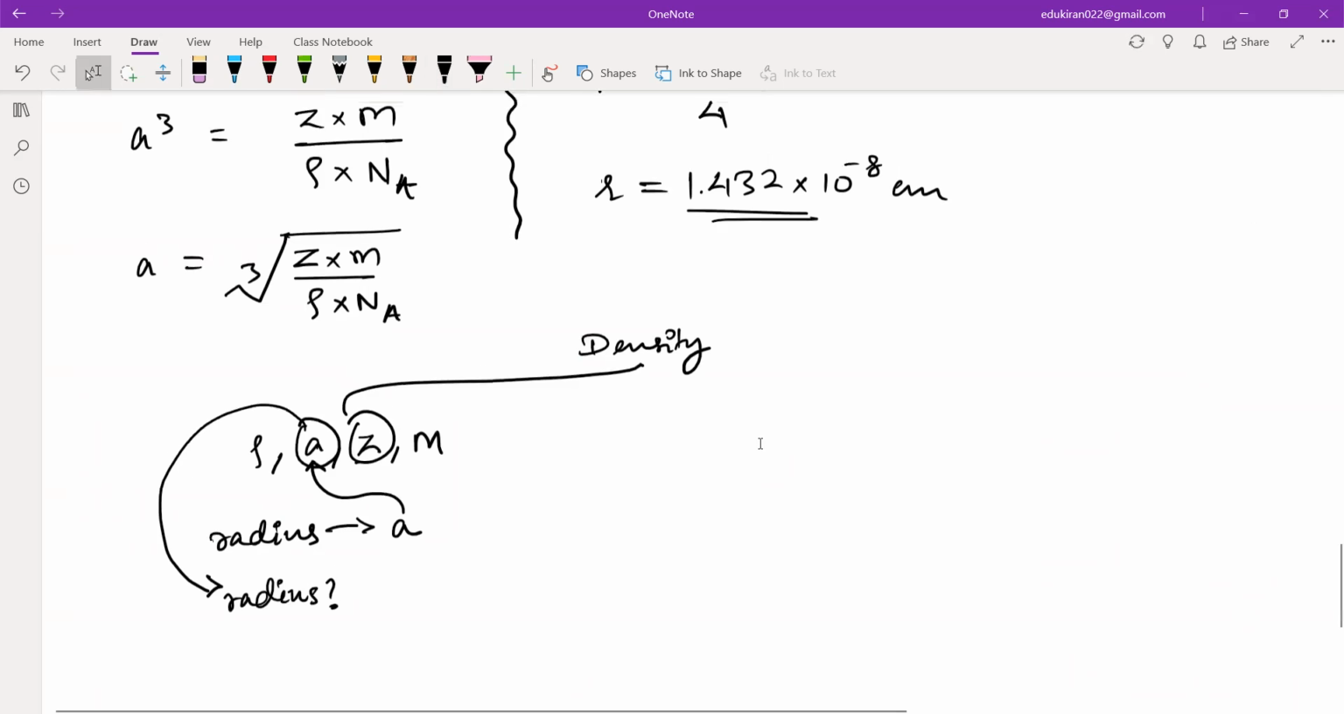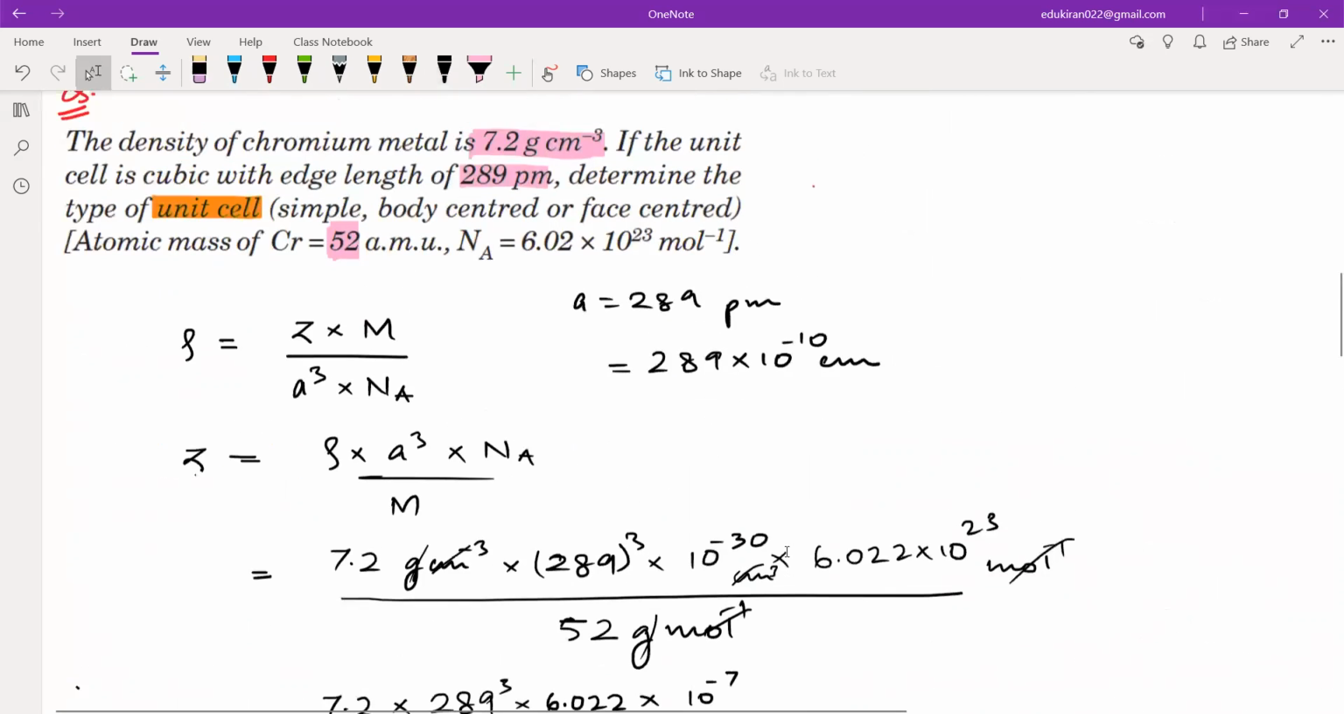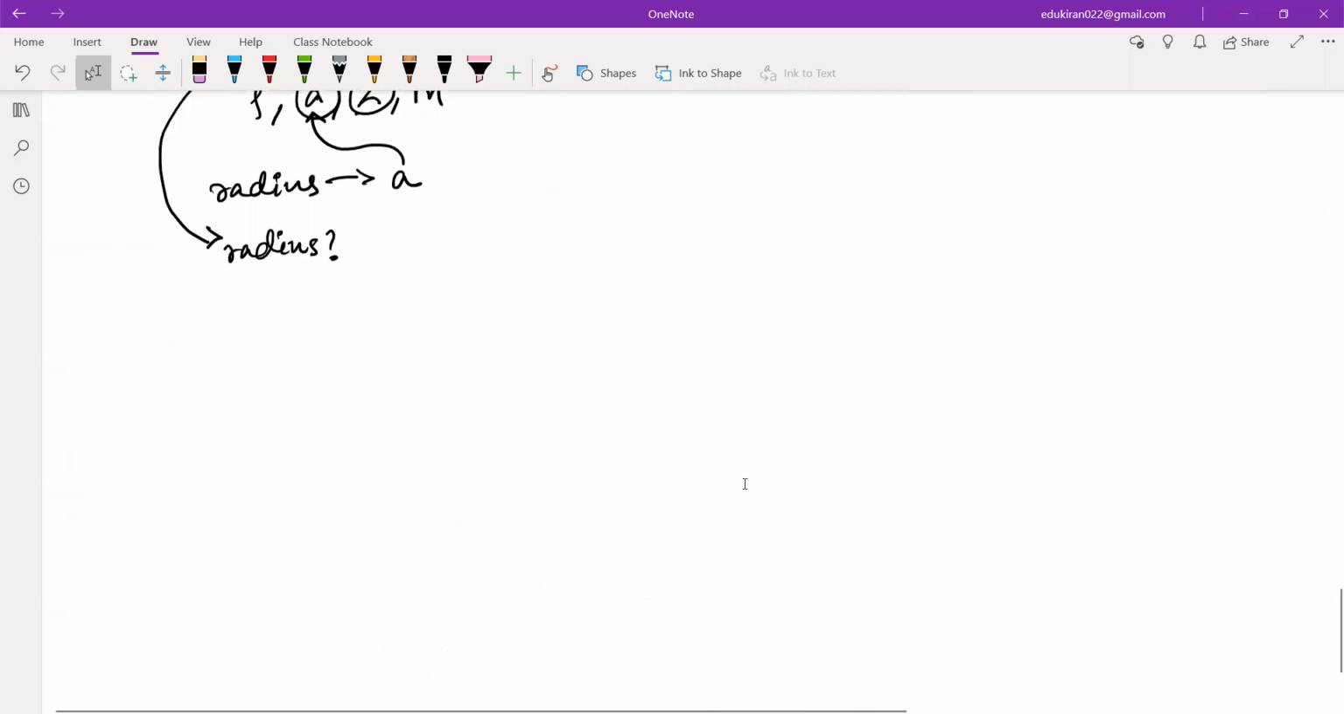Now, a specific type of question that is different from all of this is this one. An element has a body centered cubic structure, and they ask how many atoms are present in 208 grams of the element. In this question they have asked you about the type of the unit cell. Now till here, most of the portion of solid state chemistry is completed. Most of the portion, I'm saying.